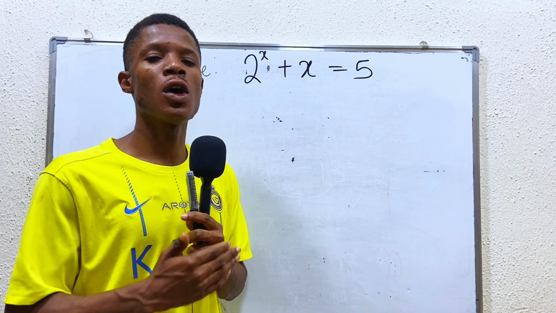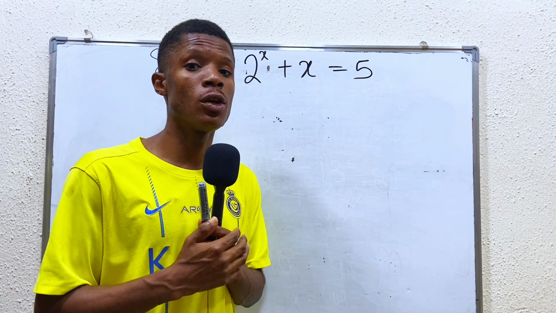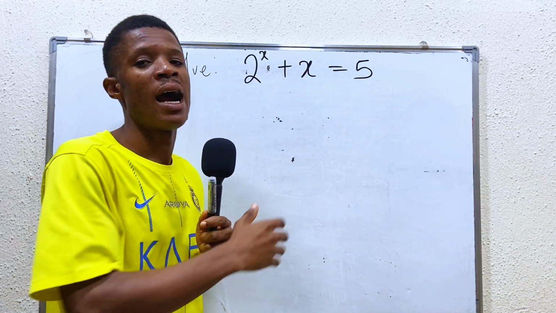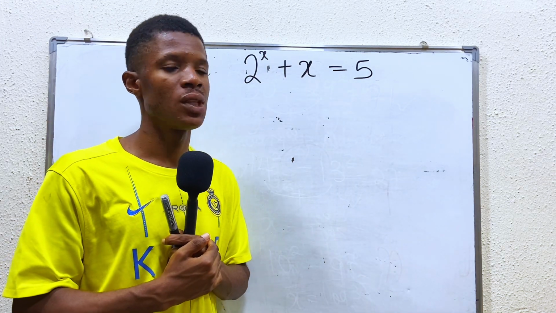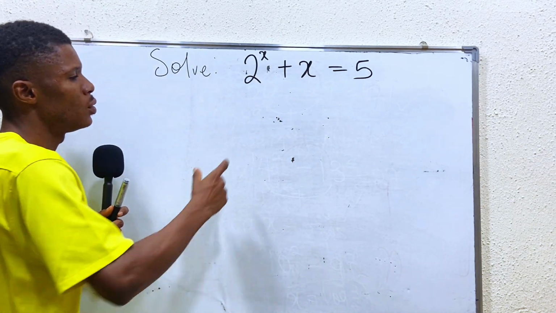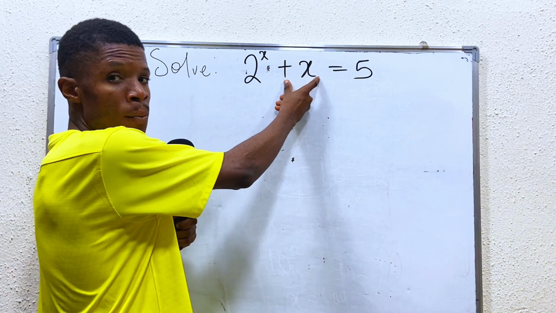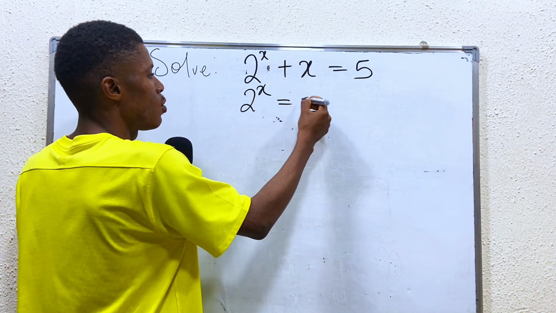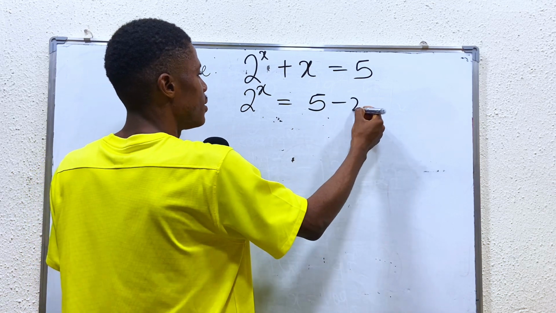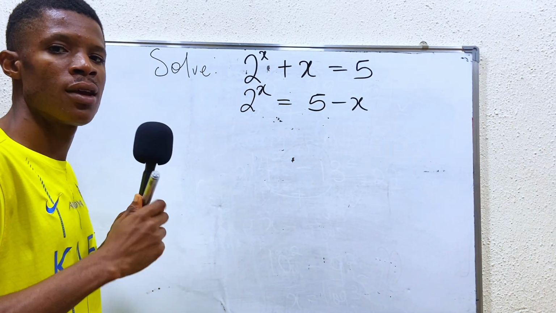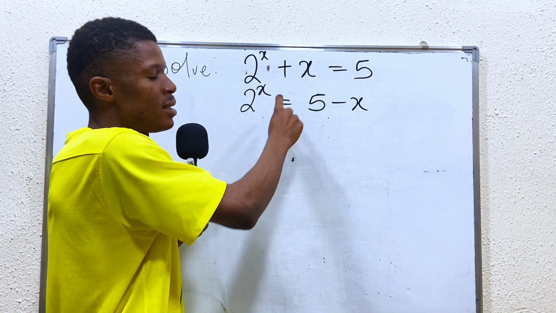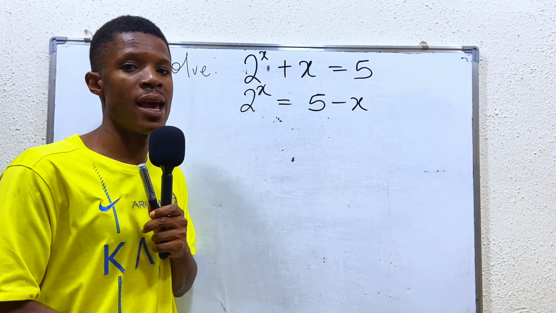To solve this, we are going to use the Lambert W function to provide the solution to this hard Olympiad math problem. So first thing we have to do is to subtract x from both sides. So we have 2 power x is equal to 5 minus x.